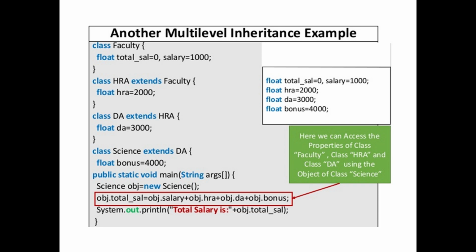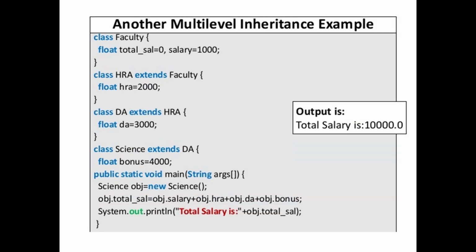So here the total salary is calculated. So obj dot total salary. Total salary is the variable of the class faculty. The total salary is equal to obj.salary plus obj.hra plus obj.da plus obj.bonus. Actually, salary is the property of faculty, HRA is the property of the HRA class, DA is the property of the DA class, and bonus is the property of the science class. And finally, it will print the total salary. The output of this program is 10,000.